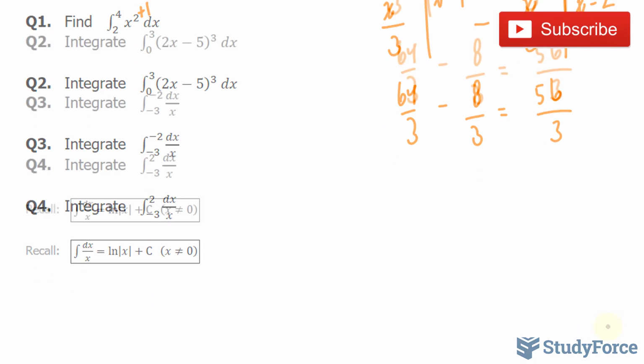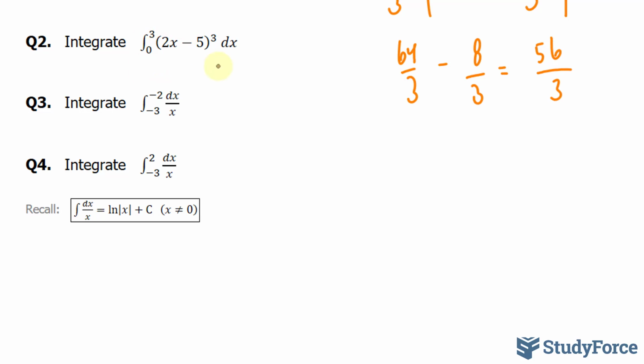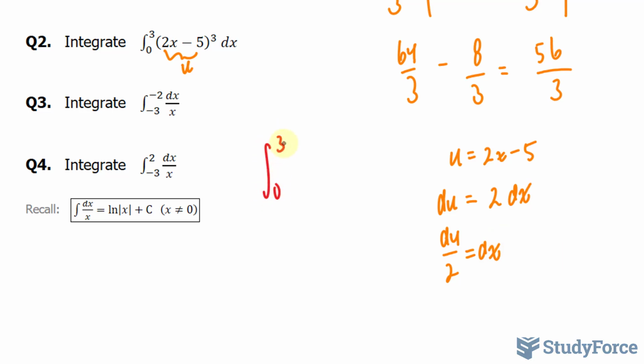Let's move on to question 2. To find the integral of this function, we have to use u substitution. I'll set this part equal to u and take its derivative. U is equal to 2x minus 5. Taking the derivative of this, we end up with du is equal to 2 dx. Solve for dx. Du over 2 is equal to dx. So I have the integral between 0 and 3 for u to the power of 3 du over 2. I replace this with u, and I replace this with du over 2.